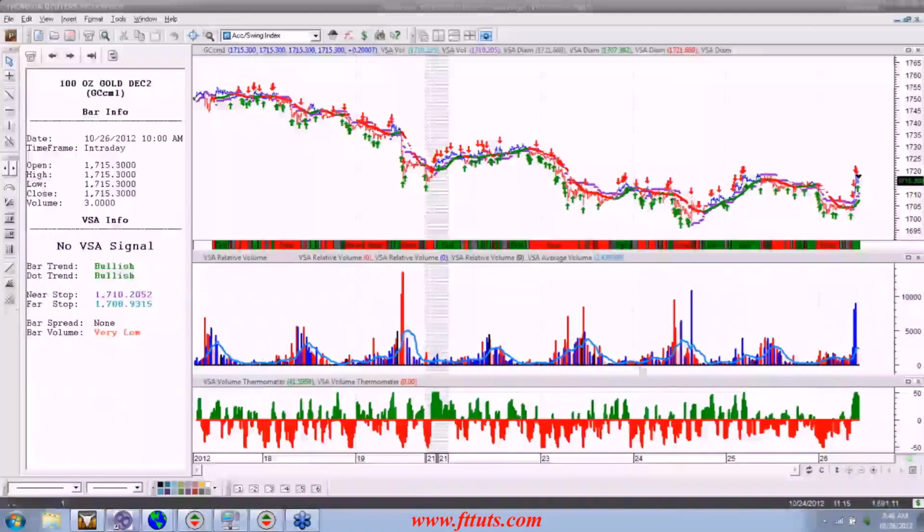Underneath here, you're going to see a number of things. At the moment, gold went into a bull move this morning, as we suspected it would. You've got green on the thermometer. You've got bullish volume down here. And these are all VSA signals. Basically, it's an expert signal.